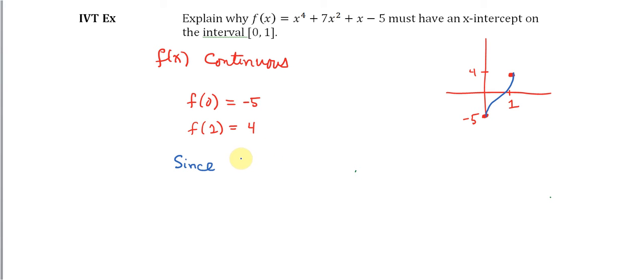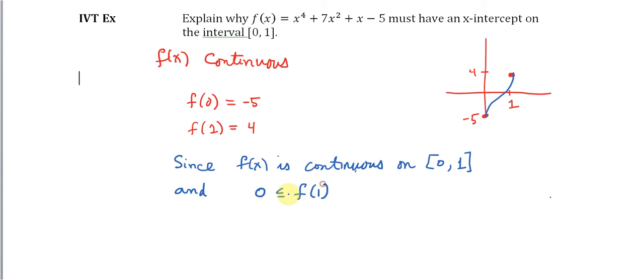Okay? So we can say that since f of x is continuous everywhere, right? It's definitely continuous all over the place, but we can clarify that it's continuous on this interval from 0 to 1, right? And 0 is in between f of 1 and f of 0. This number 0 here, the x-intercept, in other words, occurs between f of 0, which is -5, and f of 1, which is 4.